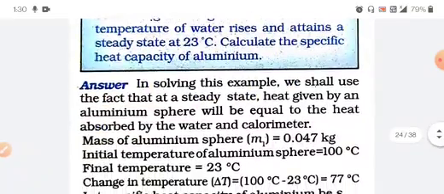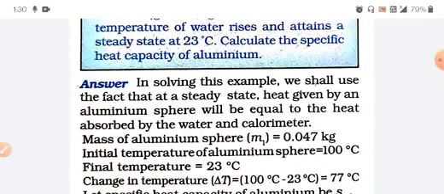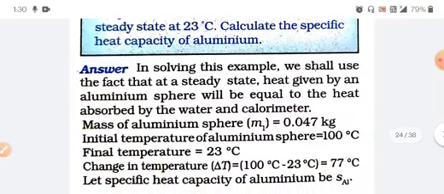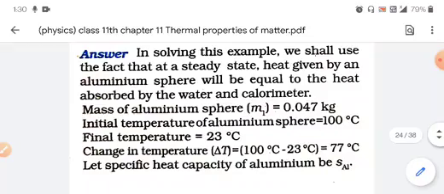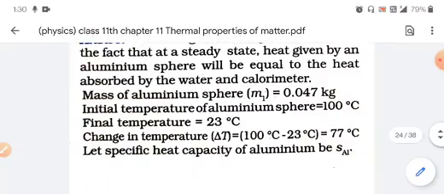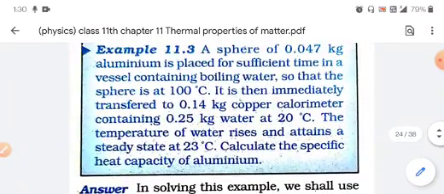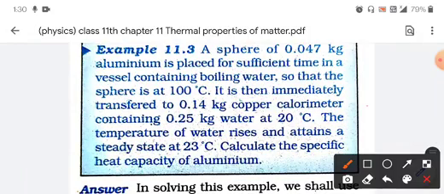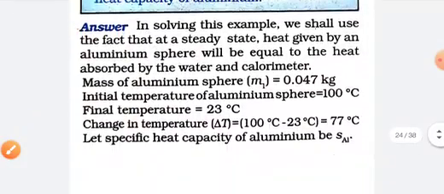Now in solving this example, we shall use the fact that at steady state, the heat given by the aluminium sphere will be equal to the heat absorbed by the water and the calorimeter. They are saying that we will use the principle of the calorimeter: how much heat is lost by this aluminium sphere at 100 degrees Celsius will be gained by the calorimeter and the water. Both will gain that heat. Calorimeter will also gain the heat.